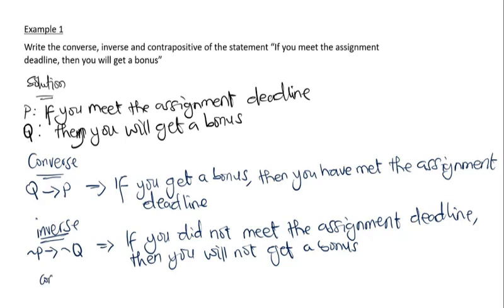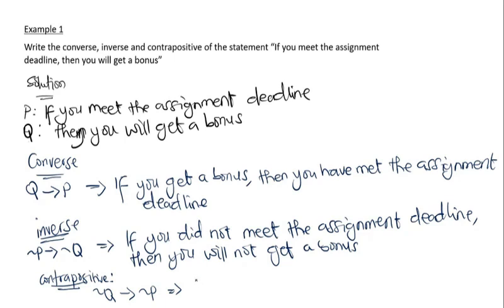All right, let's write the contrapositive. Now the contrapositive is the negation of the inverse, of the converse. So we have negation of Q implies negation of P. So the contrapositive will be, if you do not get a bonus, then you will not have met the assignment deadline. So we are negating Q first, and then we are implying it to P. So the contrapositive of this is, if you do not get a bonus, then you will not have met the assignment deadline.